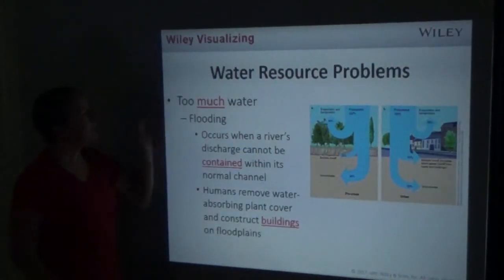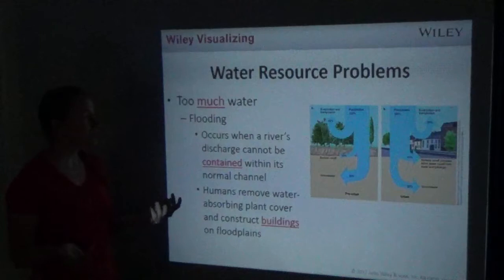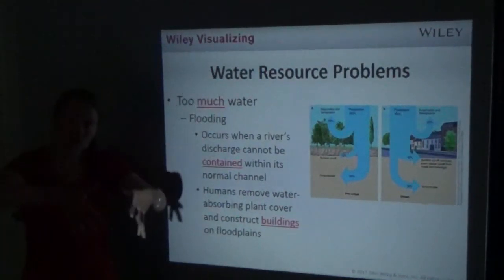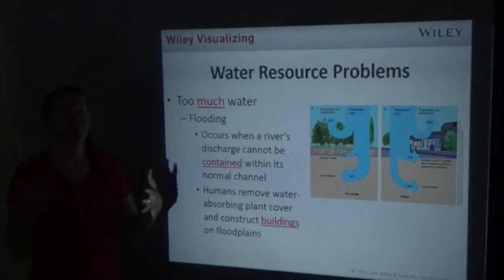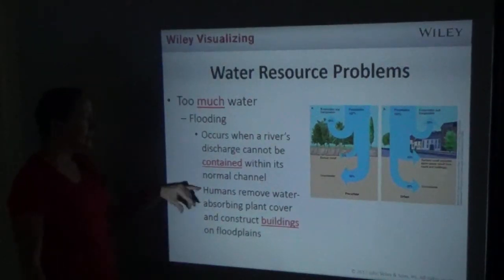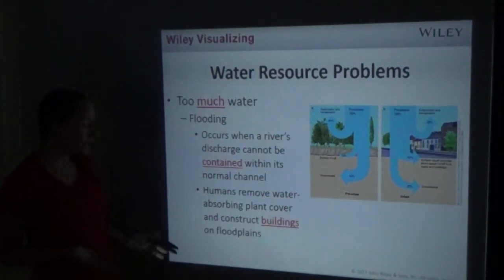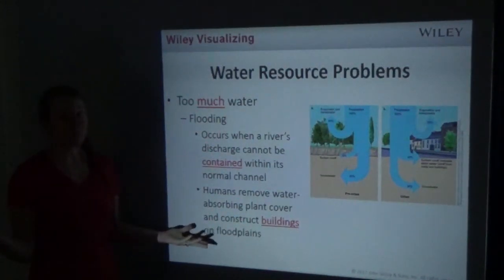So like I said, the main problem with too much water is flooding. This can occur when a river's discharge cannot be contained within its normal channel. So if too much water is going into a river, it can start to overflow. One of the main problems that humans cause is that humans remove water-absorbing plant cover and construct buildings in floodplains. This happens when, of course, we build our cities.